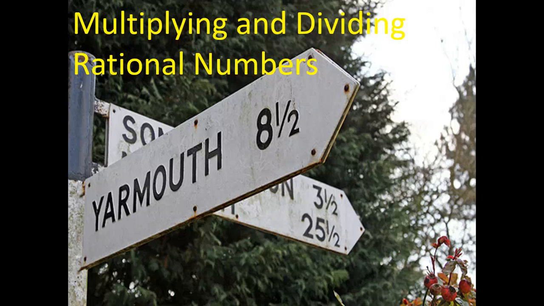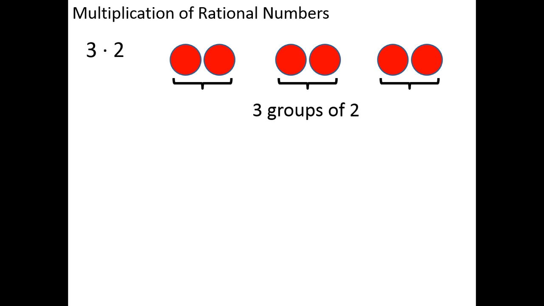To finish our discussion of rational numbers, we're going to look at two more operations, and that's multiplication and division. Before we start to look at fractions, let's remember what we thought of when we looked at multiplication of whole numbers. When we saw 3 times 2, we looked at that as 3 groups of 2. So we could say there's a group of 2, there's a group of 2, and there's a third group of 2. So in all, 3 times 2 would have to be 6.